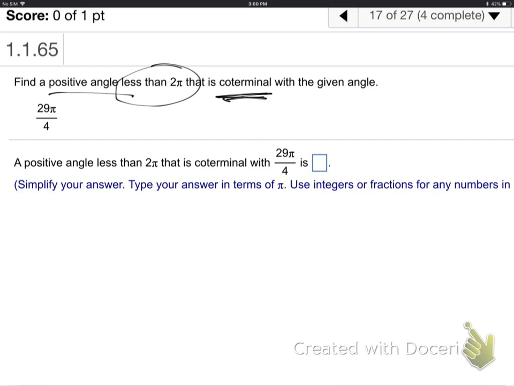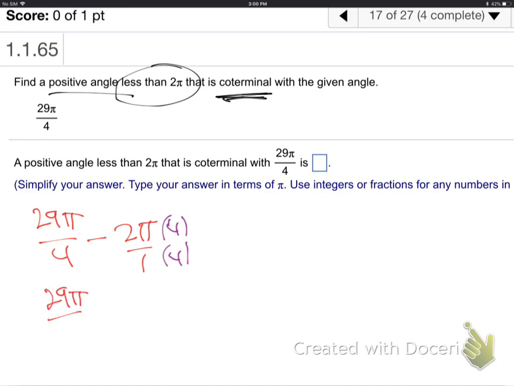I am going to subtract, because I'm too big, so I've got to subtract 2 pi. And I'm just going to keep subtracting 2 pi until I bring it down under 2 pi, within one circle. So now how do you subtract 2 pi? You need to find a common denominator. Whenever a whole number is interacting with a fraction, put it over 1. You've got to make the denominator 4. So multiply 2 pi top and bottom by 4, and it becomes 8 pi over 4. 29 pi over 4 minus 8 pi over 4 is 21 pi over 4.